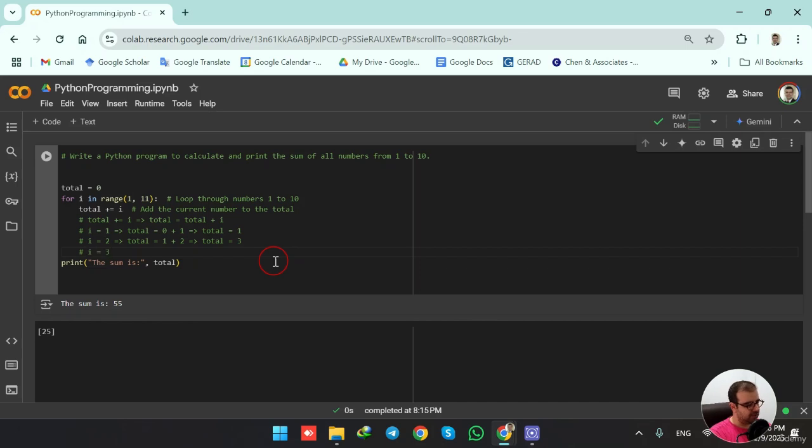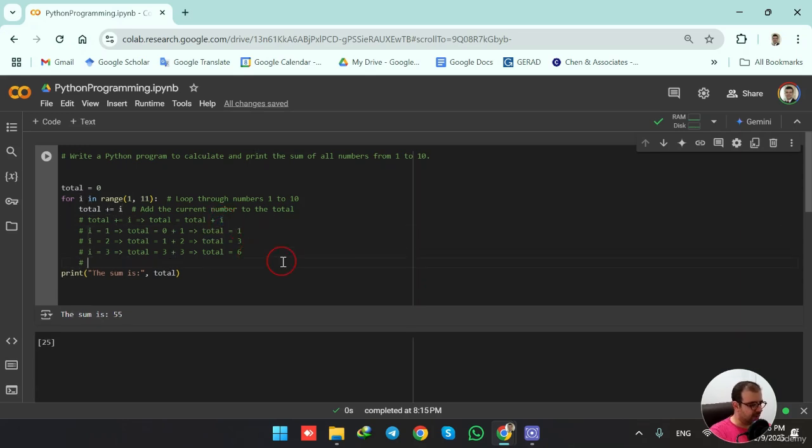We have i equals 3. Total equals 3 plus 3 equals 6. Okay, why 3 plus 3? This first 3 is the total we calculated in the previous iteration, and this other 3 comes from i equals 3, because the formula for the new total is total plus i: the already existing value of total plus the current i.